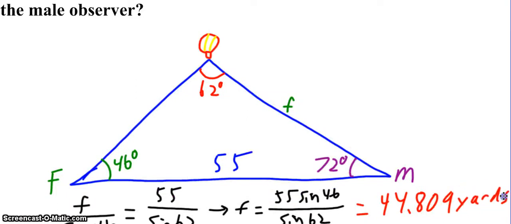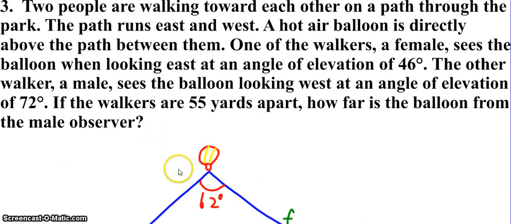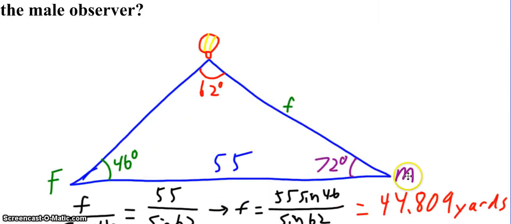Well, oops, sorry, I think I got messed up. So I drew a picture. So I have the male and I have the female, and I know that the female saw the balloon when she was looking east and the male saw the balloon when he was looking west. So the male has to be east of the female and the female has to be west of the male. They are 55 yards apart.